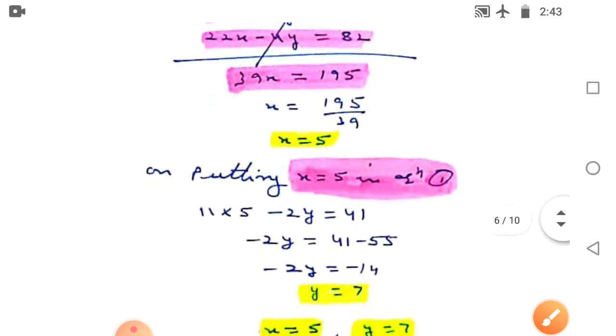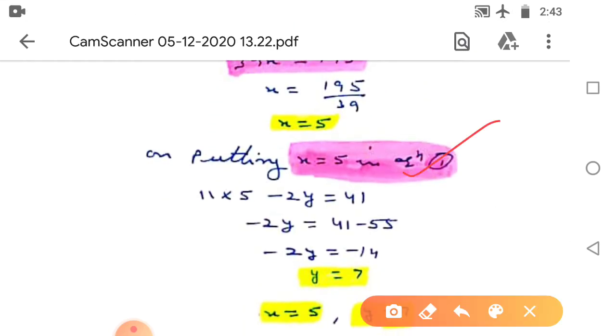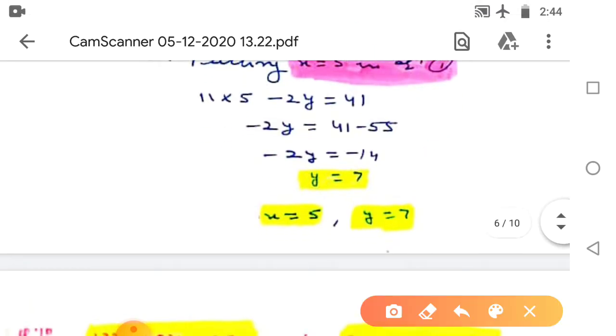Finally we get the value of x as 195 upon 39, that is x is equal to 5. And after putting the value of x in equation 1, we get 11 into 5 minus 2y is equal to 41, and minus 2y is equal to minus 14, so y is equal to 7. So we have two values: x is equal to 5 and y is equal to 7.